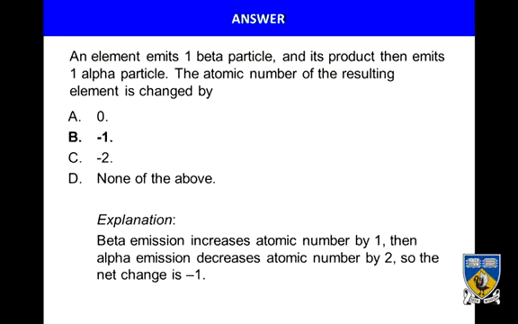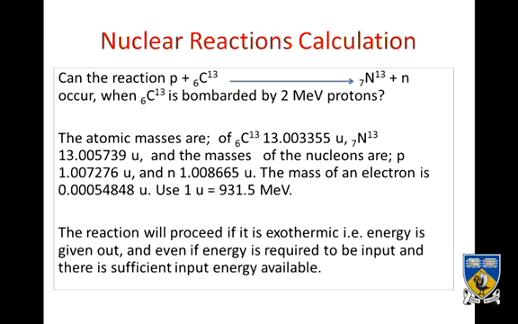Good on you. Okay, so there's the thing. The beta emission increases the atomic number by 1, and then the alpha emission decreases the atomic number by 2. So it's +1 -2, and fortunately we all get -1. Now, here's the sort of calculation that we are now set up to do.